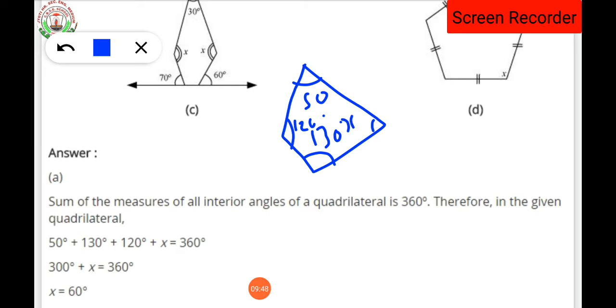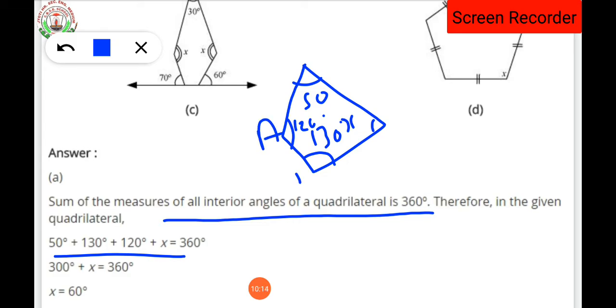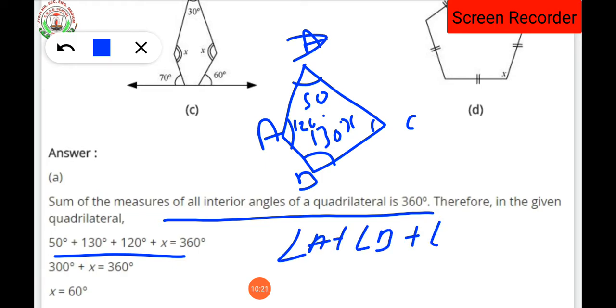As I told you, the sum of all interior angles of a quadrilateral is equal to 360 degrees, or in short you can say the sum of all four angles of a quadrilateral is equal to 360 degrees. Both statements have the same meaning. Therefore, adding all the angles, that is 50 plus 130 plus 120 plus x is equal to 360 degrees. If you want, you can also give names to the figure's angles, because it is very easy to write angle A plus angle B plus angle C plus angle D is equal to 360 degrees.